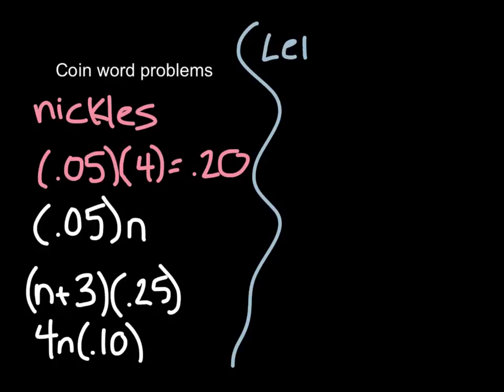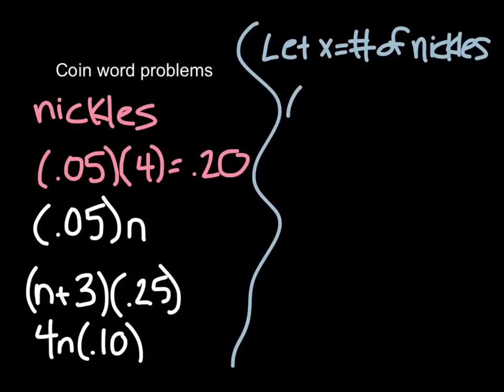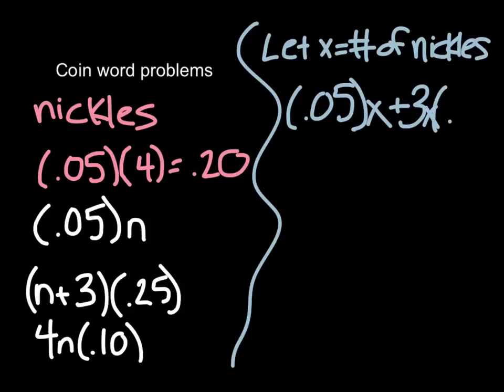So we're going to let x equal the number of nickels. Awesome. So the value of the nickels that she has is going to be 0.05 times x. And she has 3 times as many dimes, so 3x times 0.10 because that's how much a dime is worth.